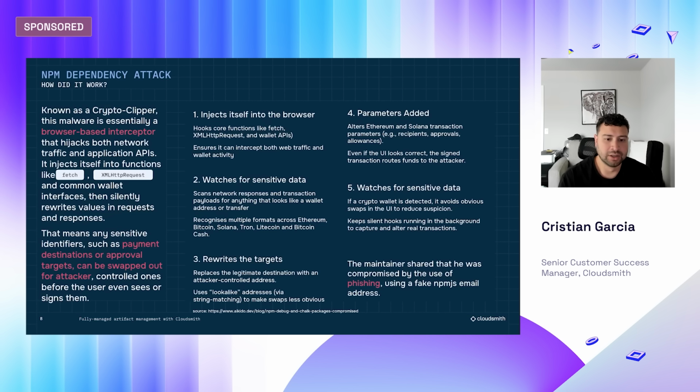So getting into the mechanics, if you're interested, of how this happened and how this attack propagated. So again, it would inject itself in the browser. It was known as a crypto clipper, a malware that is a browser-based interceptor, hijacks both network traffic and application APIs. And again, would watch for sensitive data, would watch for folks trying to send crypto. The reality is that these attackers only got away with about $50 worth of Ethereum. So it could have been a lot worse, but then again, it did wake up the industry.